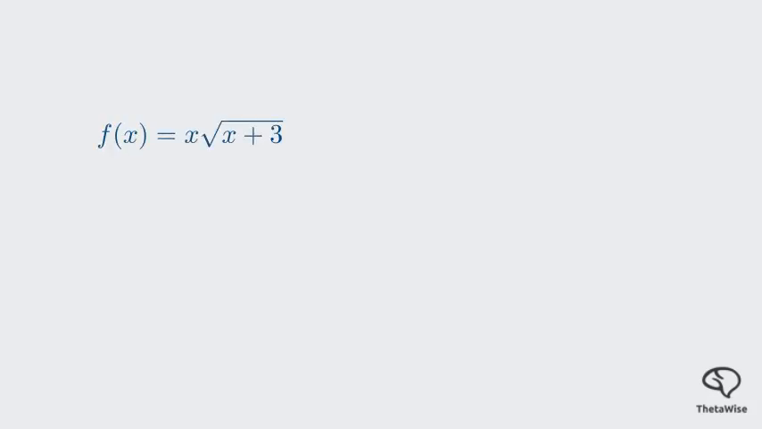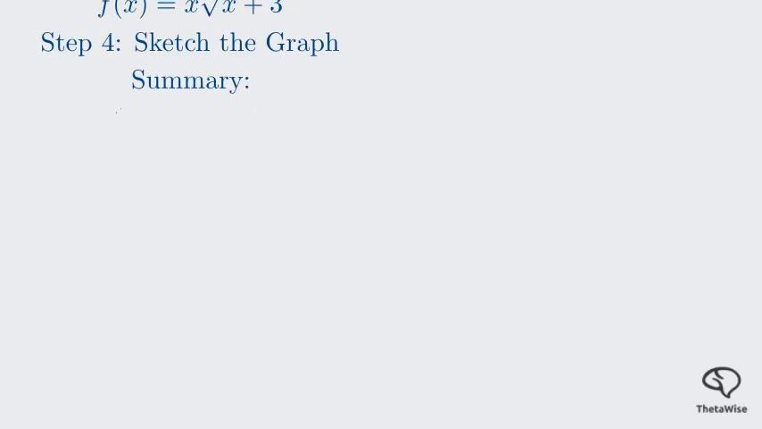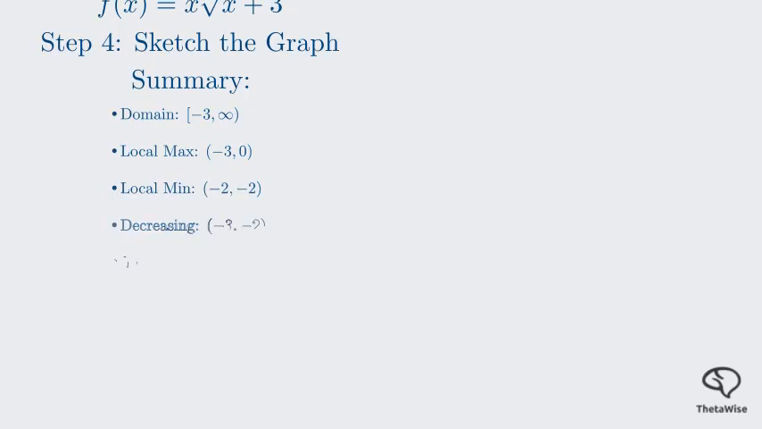Now for the final step, sketching the graph of f of x equals x times the square root of x plus 3. We'll use all the points and intervals we found to create the graph. Let's summarize our key findings. The domain is x greater than or equal to negative 3. We have a local maximum at the endpoint (-3, 0) and a local minimum at (-2, -2). The function is decreasing from -3 to -2, and increasing from -2 to infinity. It is concave up on its entire domain.